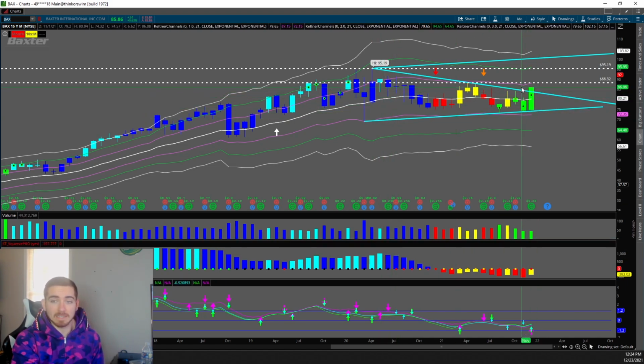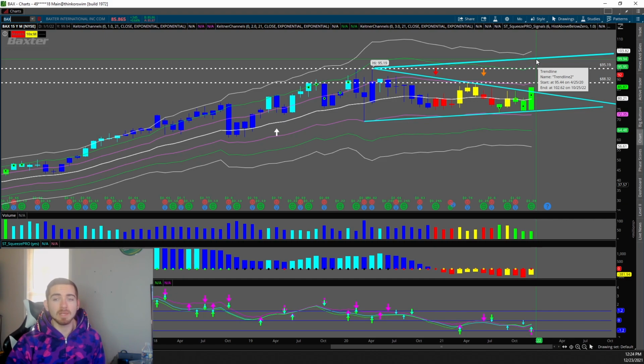Now what's happening now? It's finally breaking out. So when that squeeze does fire, we are going to notice a big move on BAX to the upside. Again, this is a monthly squeeze that is getting ready to pop. Therefore, BAX is probably going to make a big move.